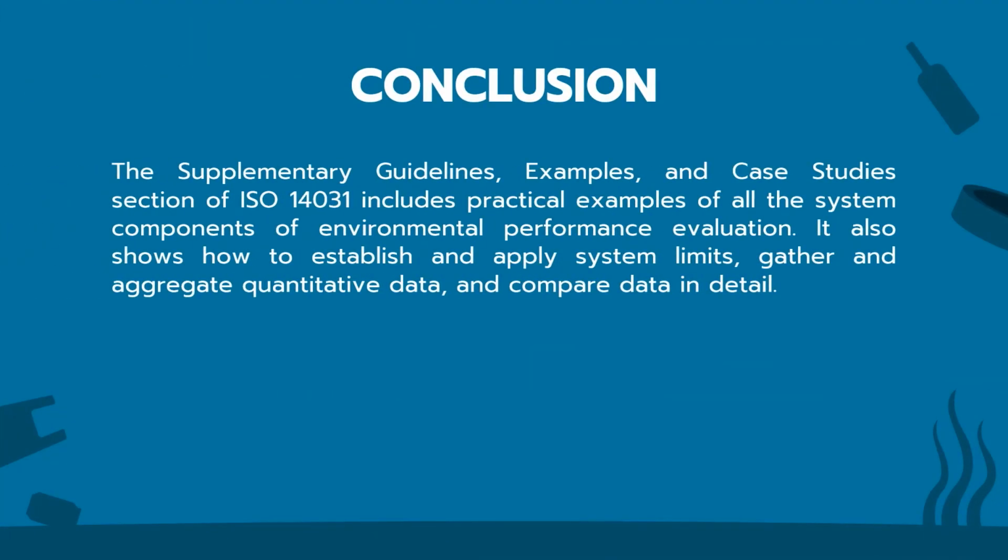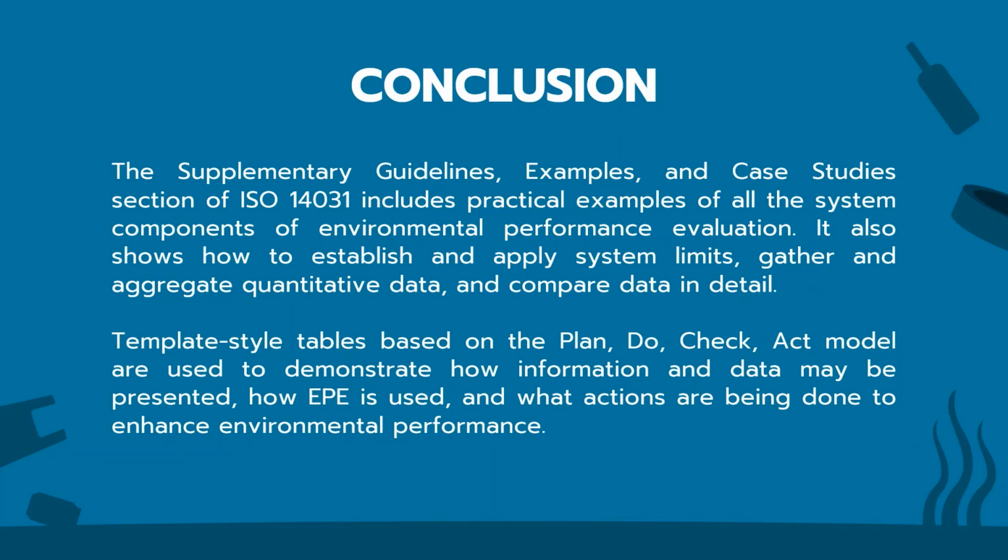Conclusion. The supplementary guidelines, examples, and case studies section of ISO 14031 includes practical examples of all the system components of environmental performance evaluation. It also shows how to establish and apply system limits, gather and aggregate quantitative data, and compare data in detail. Template-style tables based on the plan, do, check, act model are used to demonstrate how information and data may be presented, how EPE is used, and what actions are being done to enhance environmental performance.